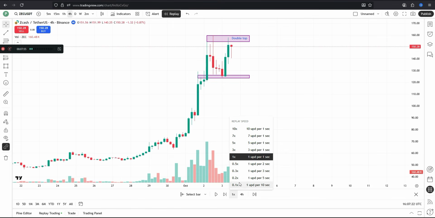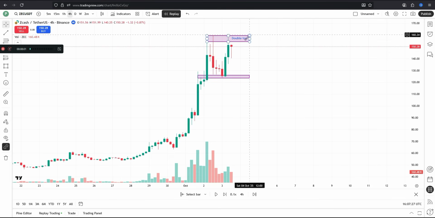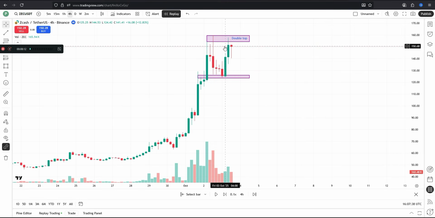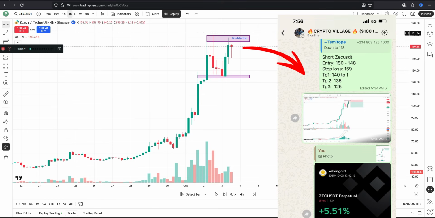So when it closes, this plus a double top, this is called a hanging man. Hanging man is one of the reversal candlestick patterns that lets you decide that, especially when they are found under the double top, they give you a good sell signal. This is where I got that sell signal, the signal range of $150 to $100.